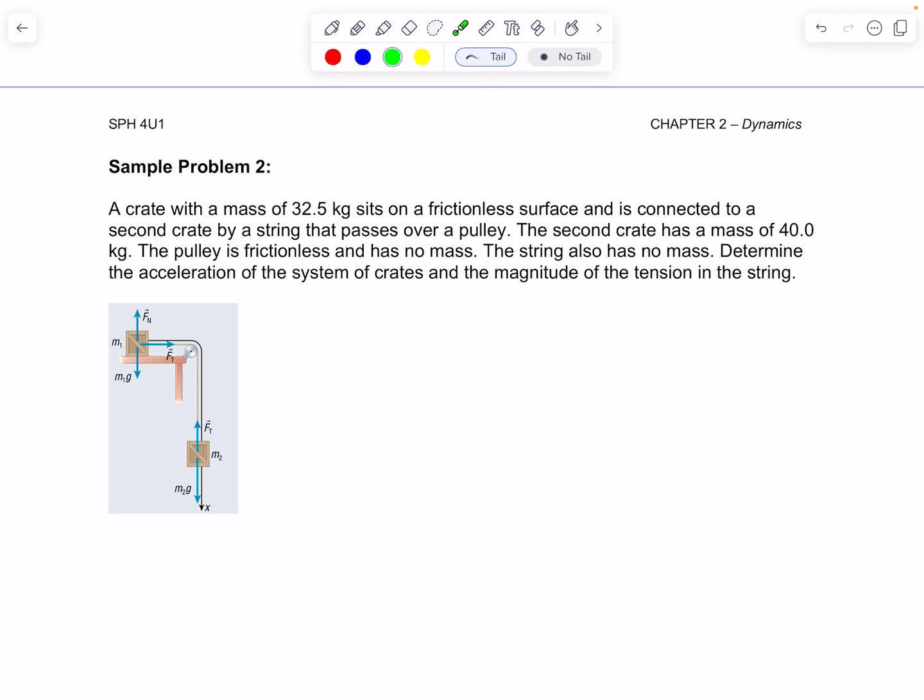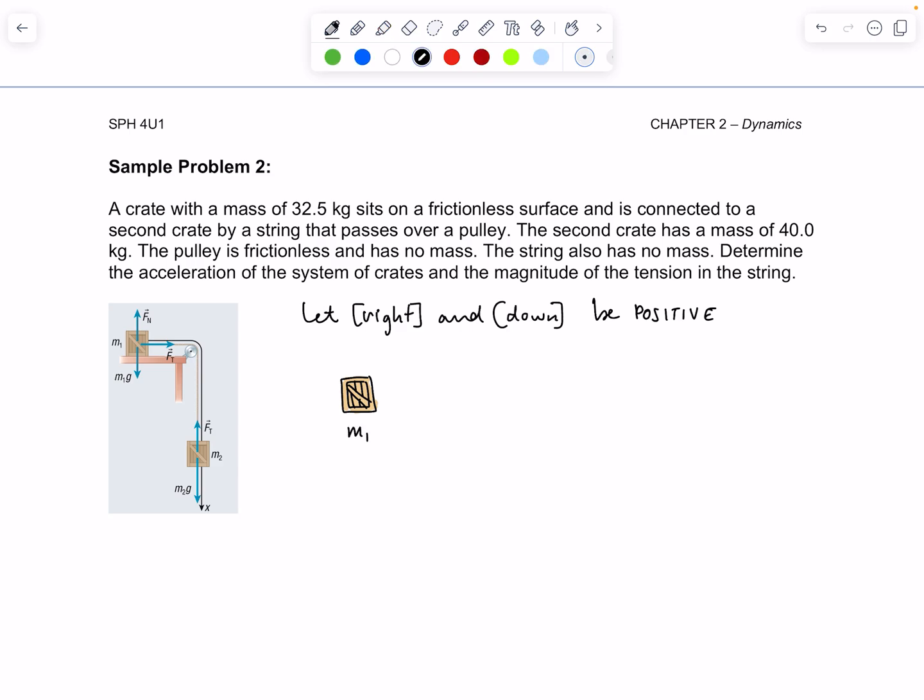So let's look at this one. This crate is attached to a string to the second crate. Gravity will pull down on mass 2, causing this whole system to move to the right and down. For that reason, we are going to let right and down be positive. And we'll draw a free body diagram of crate number 1. This is m1. And crate number 2. Might as well redraw it.